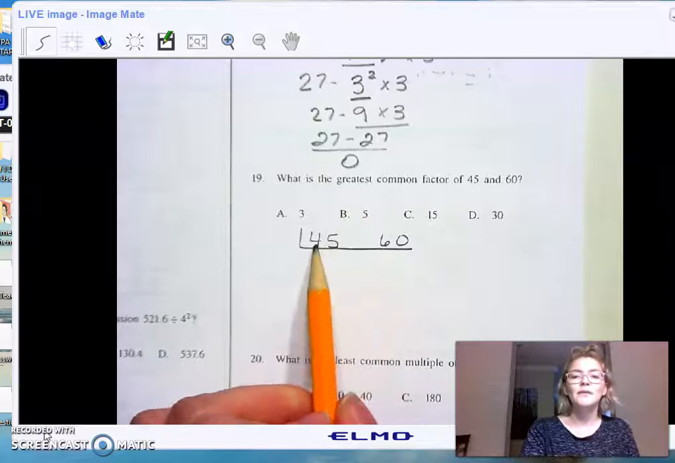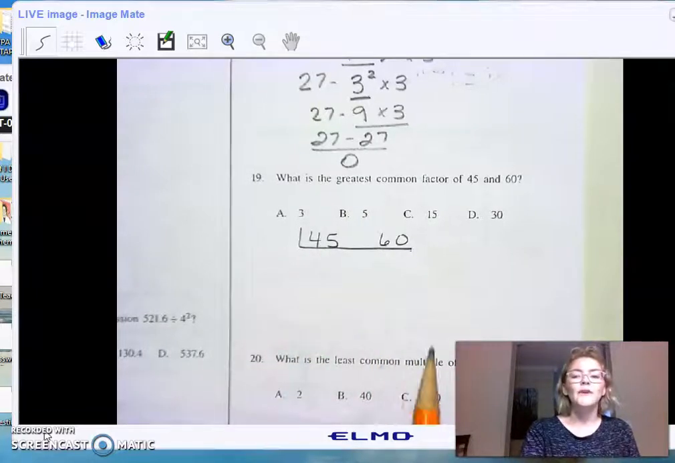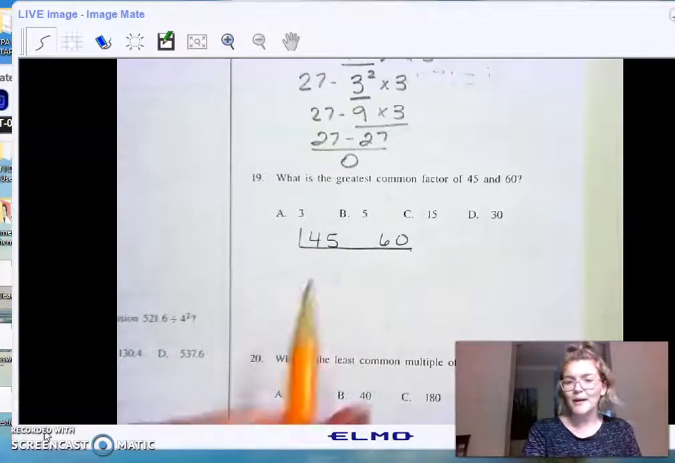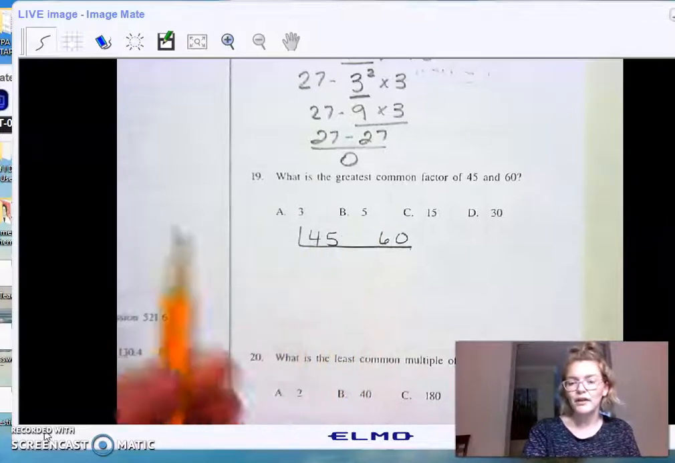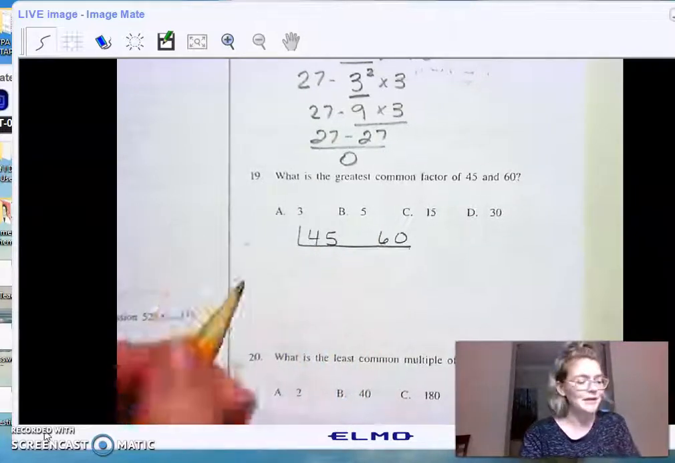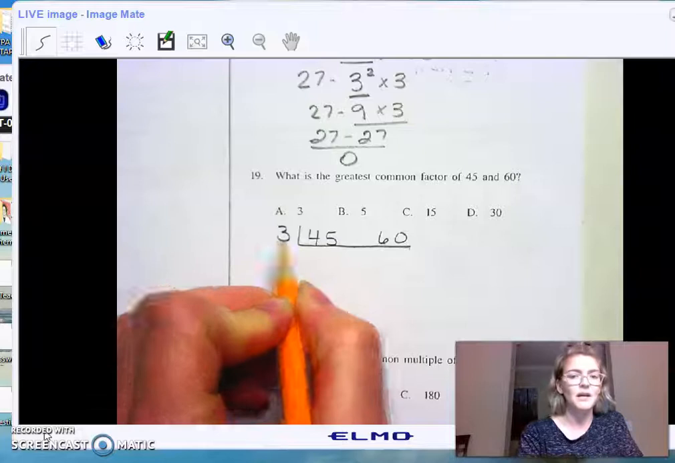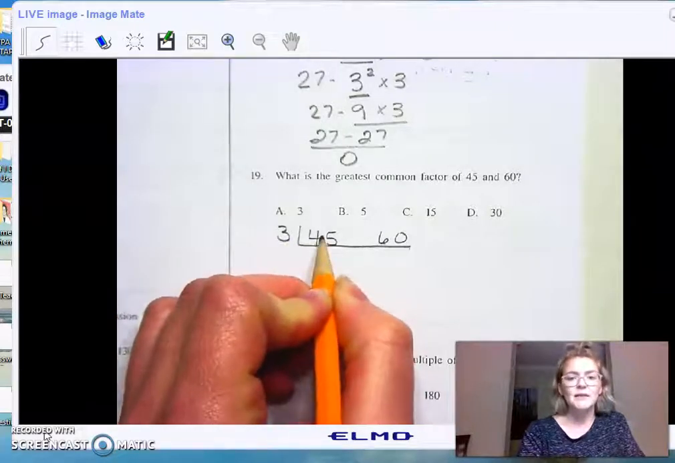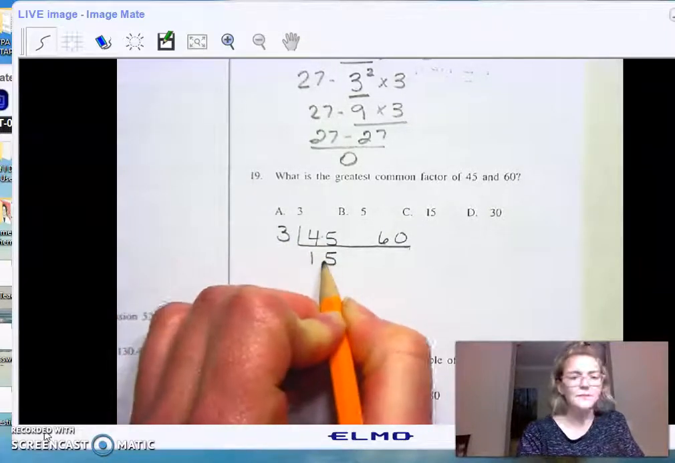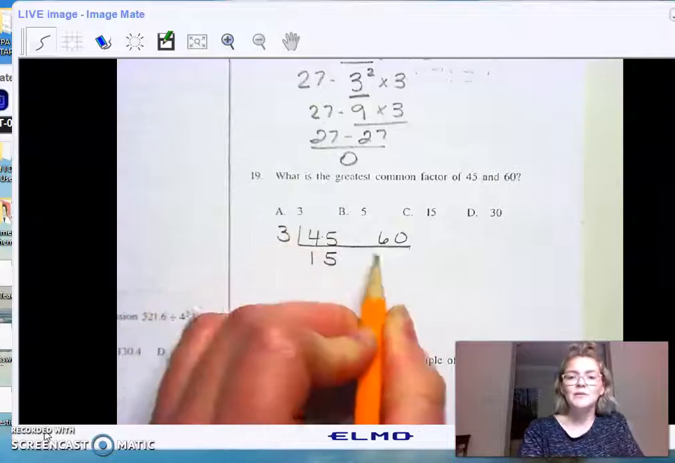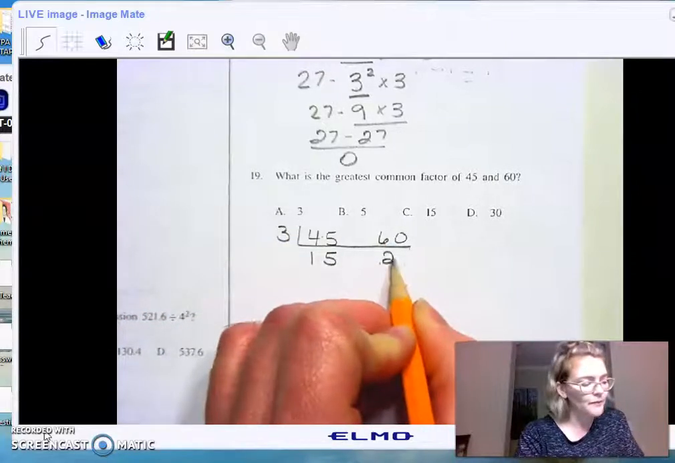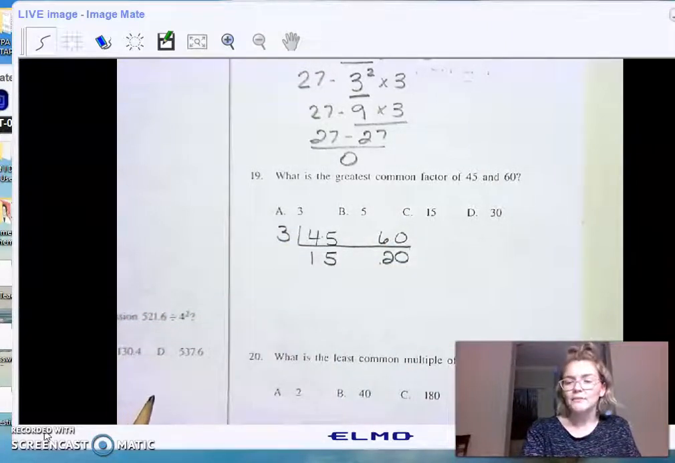So 45 and 60, both of those are not divisible by 2, so then we're going to go to 3. Are they both divisible by 3? Well, yes, they are. So we're going to put a 3 here. 3 times what gets me to 45? Well, that's 15. So that goes there. And then 3 times what gets me to 60? Well, that's 20. So that goes there.